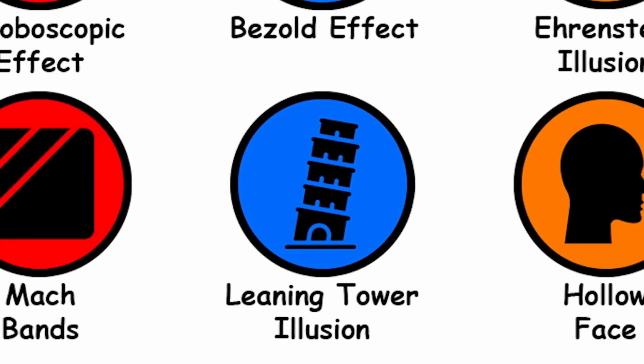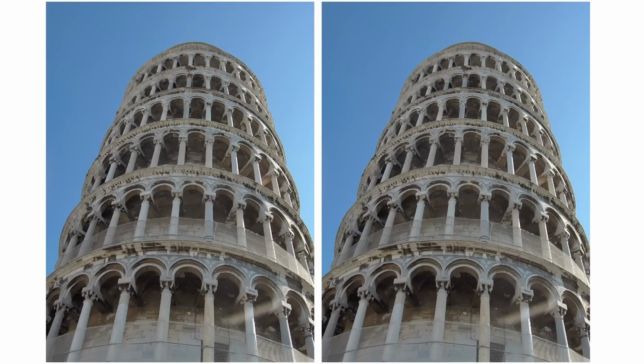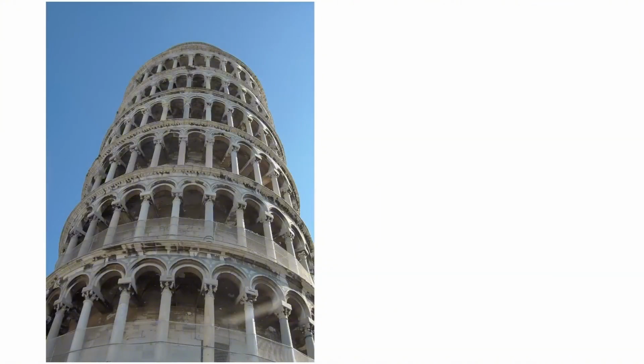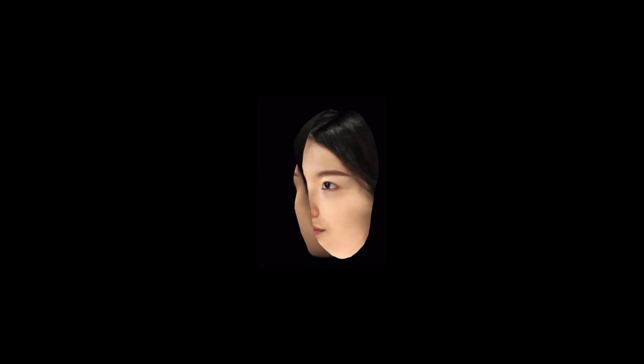Leaning tower illusion. Can you believe that the tower in the right photo does not lean more to the right? It's an exact duplicate of the photo on the left. Hollow face illusion. The perception of a concave mask of a face appears as a normal convex face. This could be a demonstration for the power of top-down knowledge for vision.